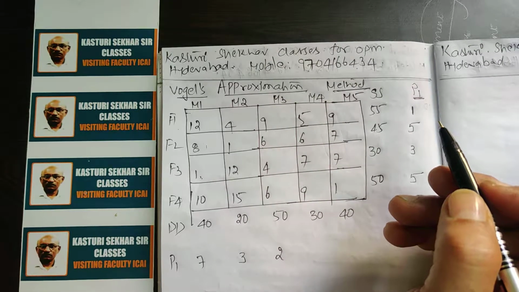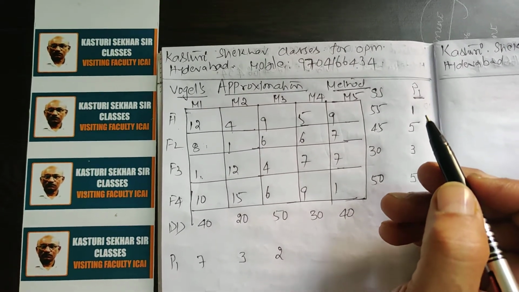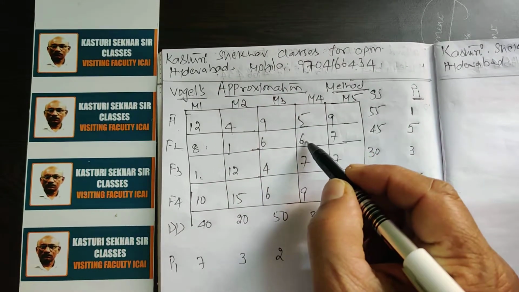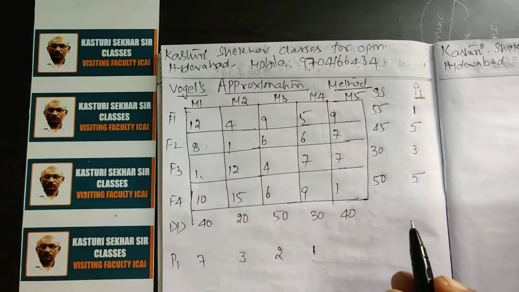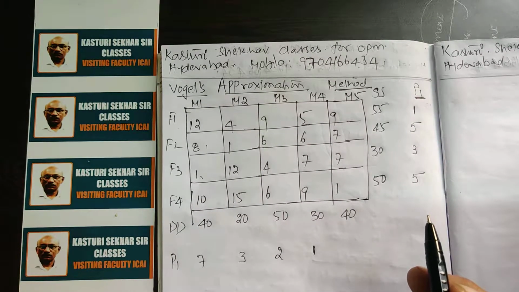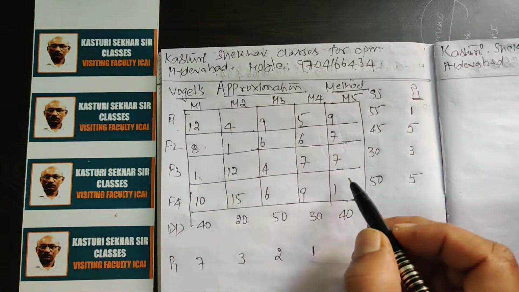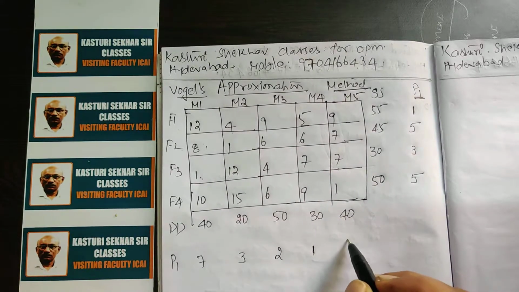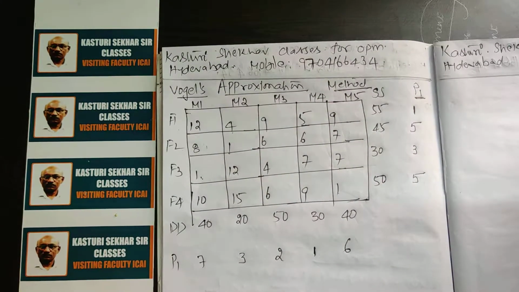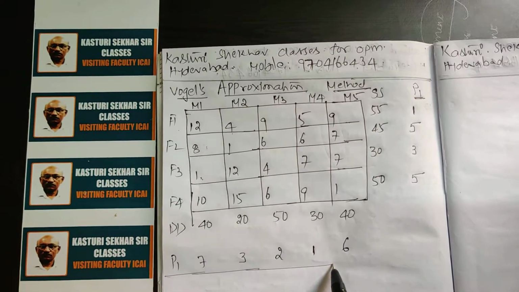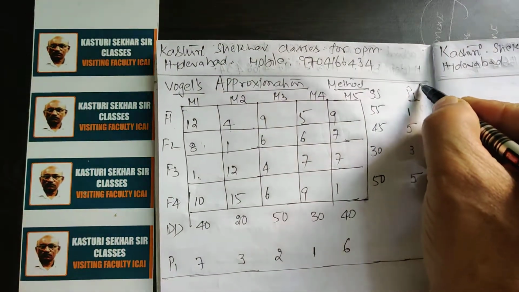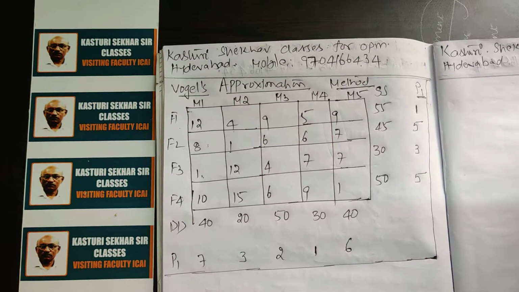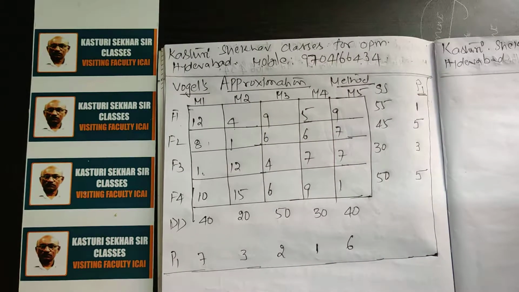In the fourth column, lowest value is 5 rupees, second lowest is 6 rupees, difference is 1. In the last column, lowest value is 1 rupee, second lowest value is 7 rupees, difference of this is 6. This way penalties are calculated row wise as well as column wise.